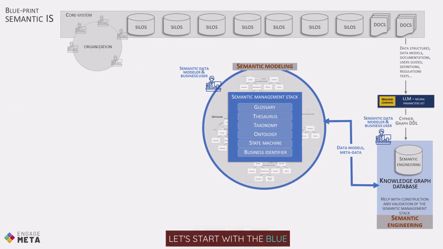Let's start with the blue cycle in the middle. This illustrates the semantic modeling with the 6 components I've already described at the beginning of this presentation: glossary, thesaurus, taxonomy, ontology, state machines, and business identifier. This material is integrated into a knowledge graph database, as you can see on the right side of this figure.